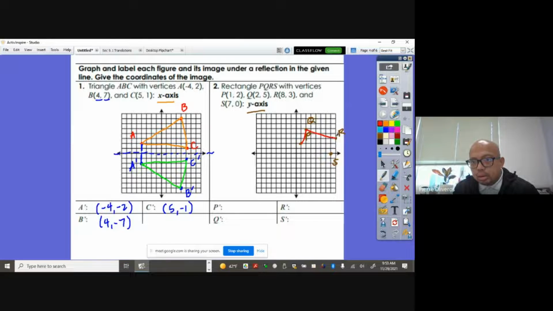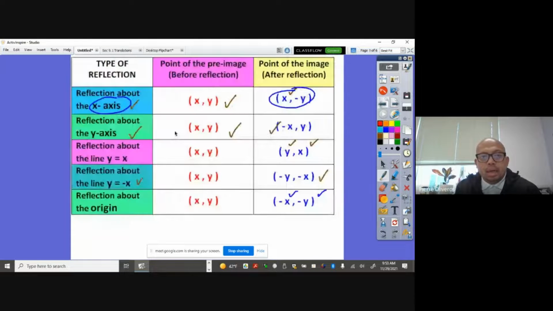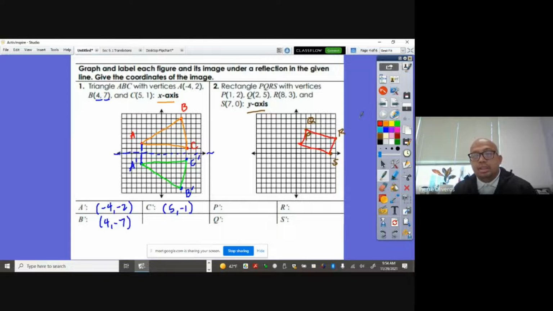So now, when you're being asked to reflect over the y-axis, with the formula, you change the x coordinate by flipping its sign. So (1, 2) will become, the P prime will be (-1, 2). The (2, 5) of the Q will be, the Q prime is (-2, 5). The R is (8, 3), so this will be (-8, 3). And the (7, 0) will be (-7, 0).